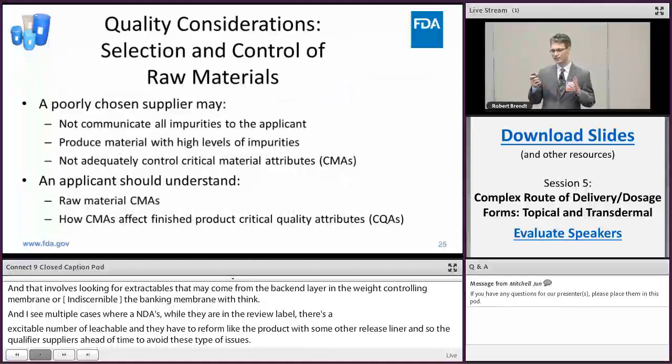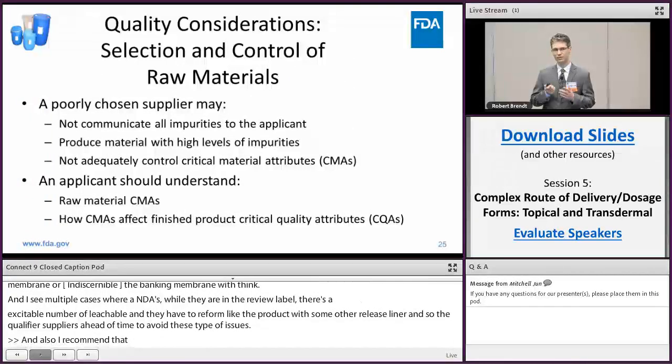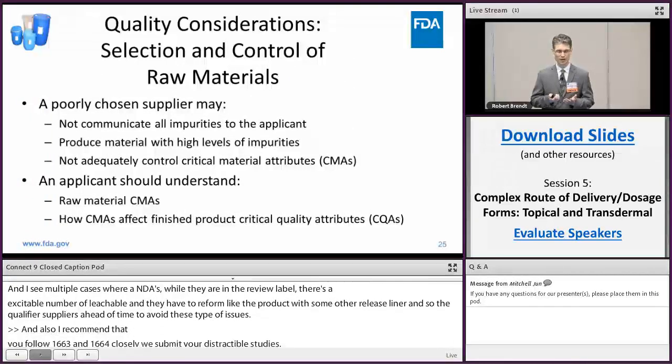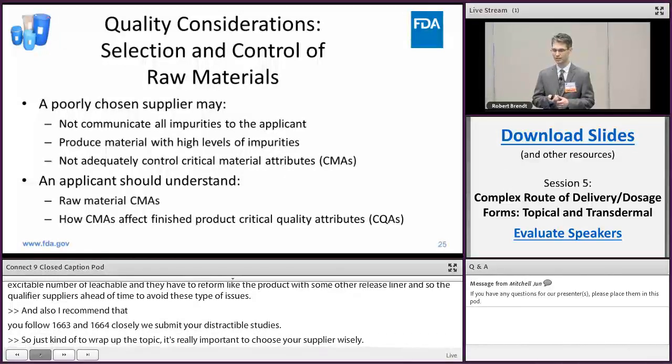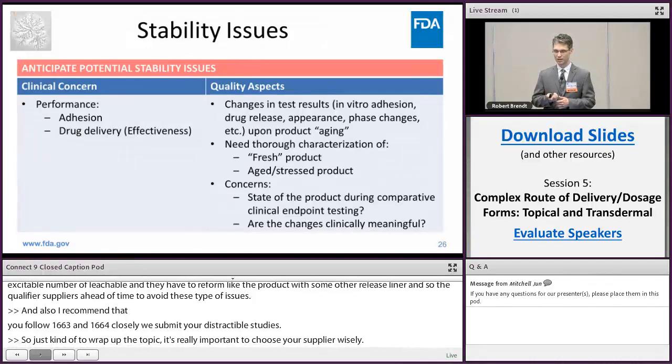So just to wrap up that topic, it's really important to choose your supplier wisely in order to understand how the critical material attributes of your material will affect the critical quality attributes of the finished product. The second topic is stability issues.